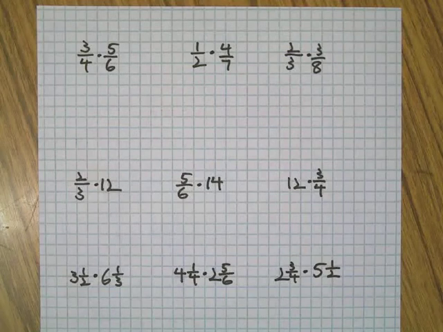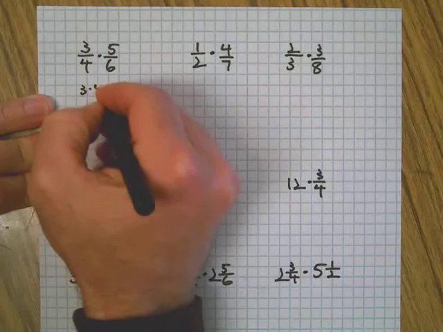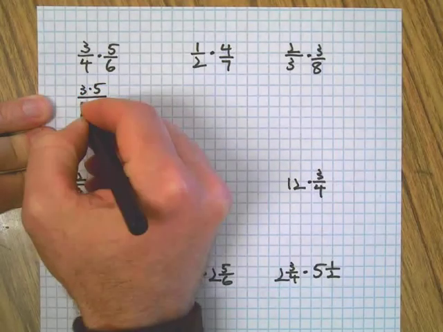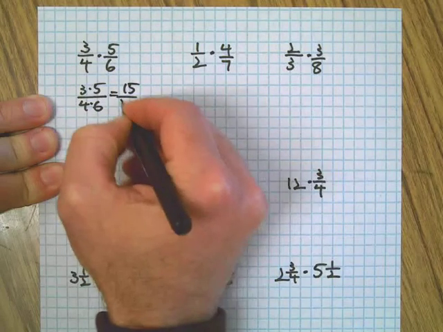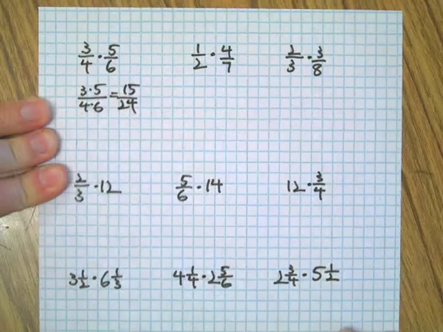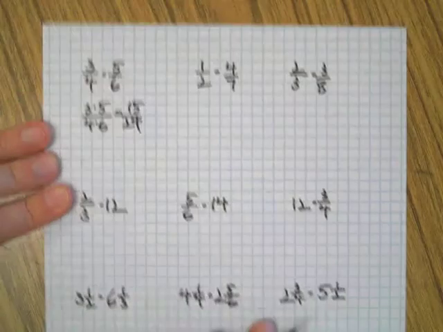Welcome back. Here we go. We start with the easy ones on the top. 3 times 5 over 4 times 6 is 15/24. I'm going to zoom in on this just a little bit.